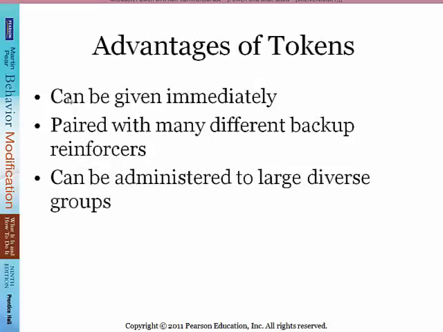Okay, so we said earlier that one good thing about tokens is that they can be given immediately. And we've also said that they can be paired with many different backup reinforcers. So we can have a generalized conditioned reinforcer. And as I just said a second ago, this can be administered to large, diverse groups. So imagine that you're trying to manage the behavior of several different students. Maybe you're a teacher and you have 25 students in your class. It would be very difficult to try to give different kinds of reinforcement to each different student every time they do a good behavior.